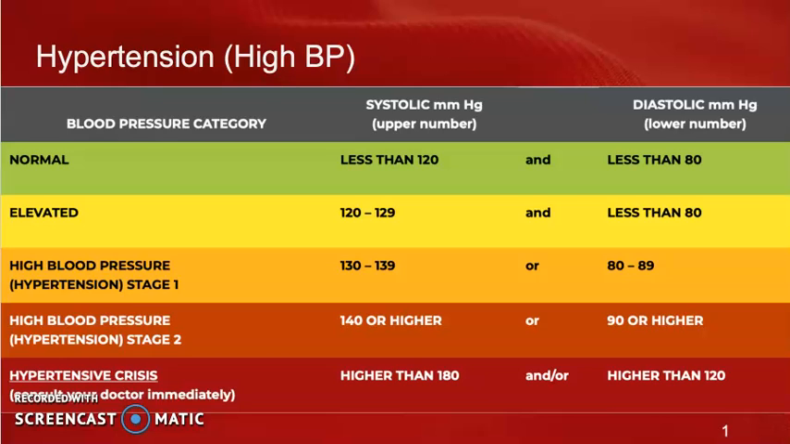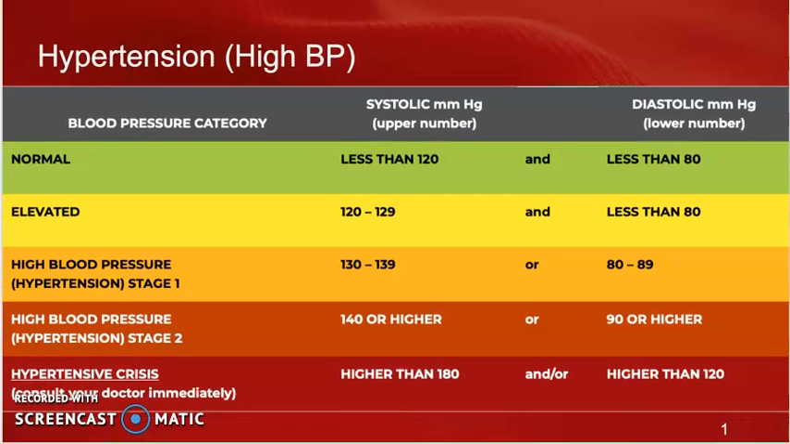So this is a blood pressure chart. It gives you the 5 different categories. So you have normal, which we talked about last slide, which is less than 120 over less than 80. Elevated blood pressure would be 120 to 129 systolic, with diastolic being less than 80. People in the elevated stage are likely to develop high blood pressure unless lifestyle changes are made.